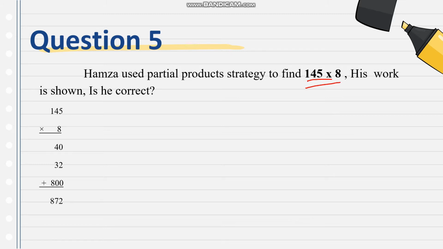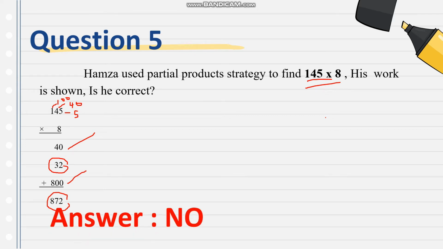Next, Hamza used the partial product strategy to find 145 multiplied by 8. His work is shown. Is he correct? Let's find out. So this is 100, this is 40, and this is 5. So 8 multiplied by 5 is 40. That's right. Then 8 multiplied by 40, that is 320. So this is wrong. And 8 multiplied by 100 is 800. So of course, the sum is also wrong. So the answer is no. It is not correct.